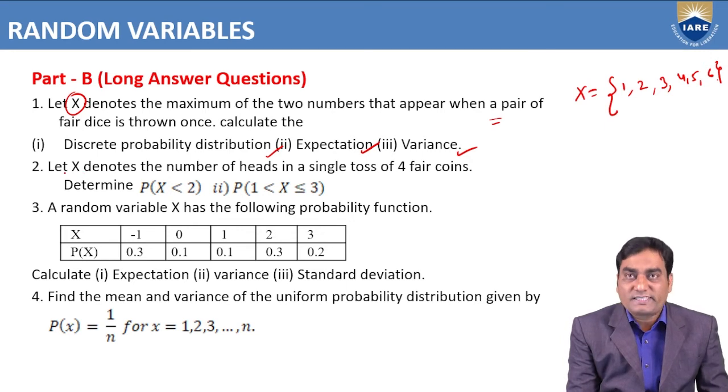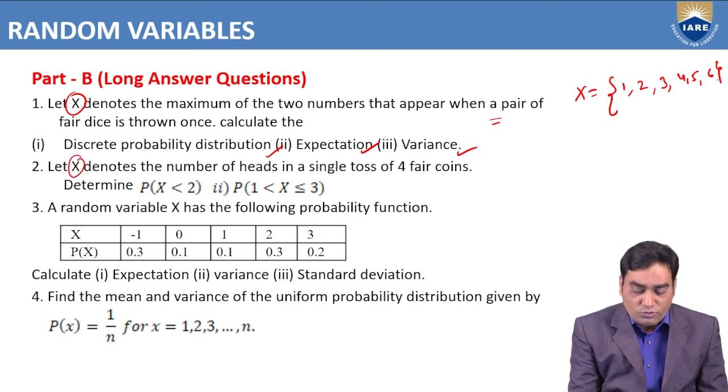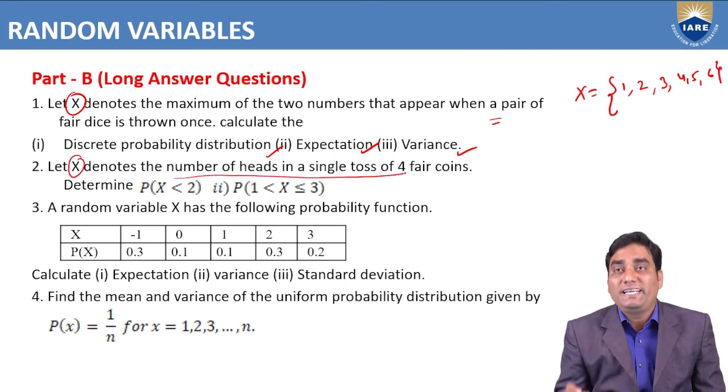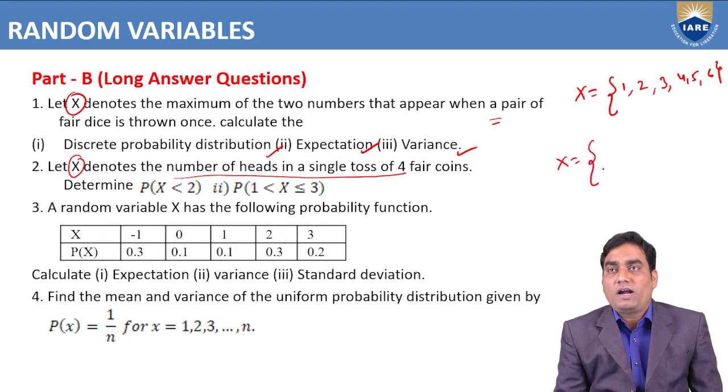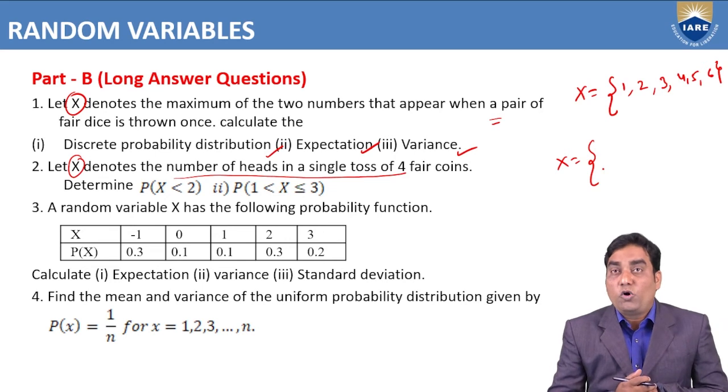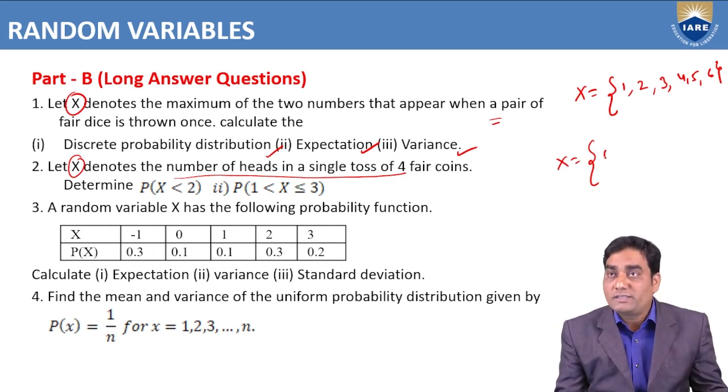Second question, also a similar problem. X denotes the number of heads in a single toss of 4 coins. If we toss 4 coins at a time, what are the possibilities of getting heads? The 4 coins may all be tails. That means the number of heads is 0. 1 head, remaining 3 are tails.